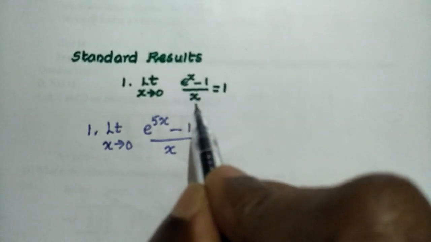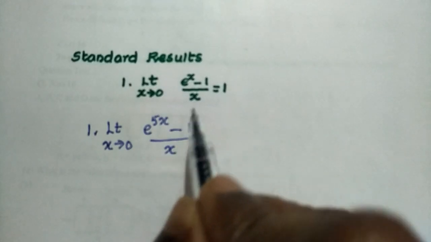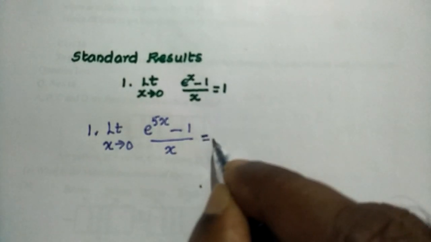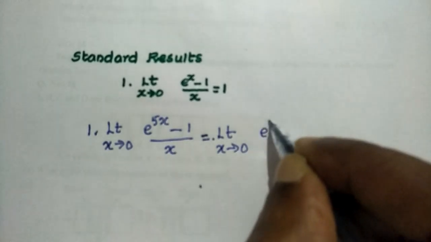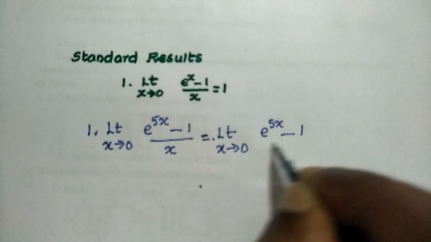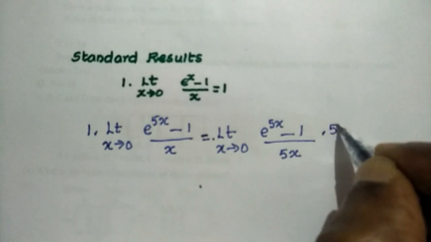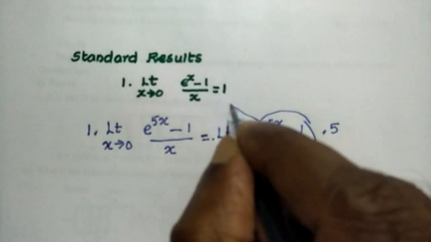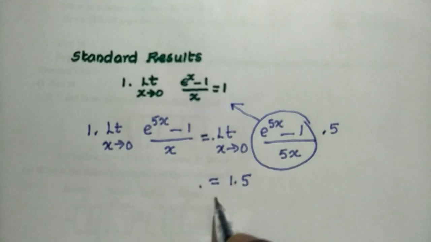So e raised to x, same x. If it is e raised to y, the denominator should be y. So here e raised to 5x, so the denominator should be 5x. There is no 5. So for (e raised to 5x minus 1) divided by x, multiply by 5 in the numerator and denominator. So this is okay with the standard result, right? So that answer is 1, and 1 into 5, so the final answer is 5. Okay.